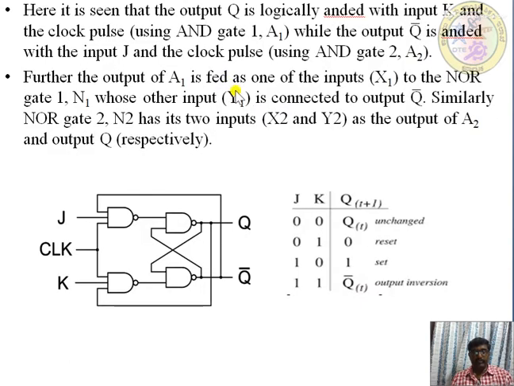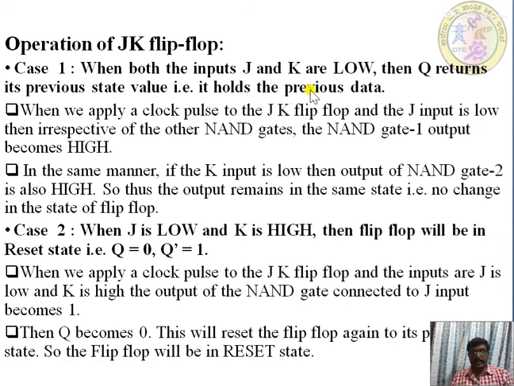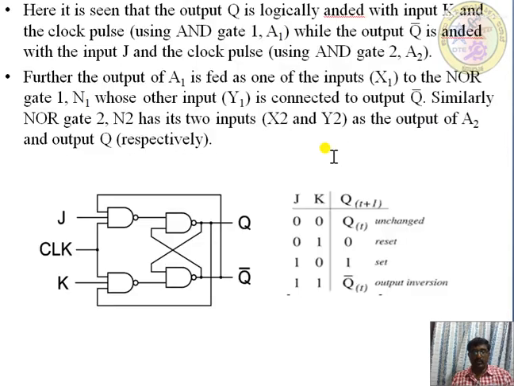Operation of JK flip flop. So these are the 4 cases we will be going through here. When both the inputs J and K are low, the Q returns its previous state value, that is, it holds the previous data.